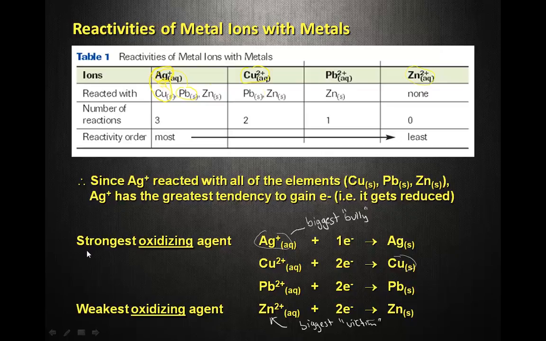What we use is strongest oxidizing agent. So the strongest oxidizing agent here is Ag+. Now, what we mean by strongest oxidizing agent, remember, the strongest oxidizing agent gets reduced. It's able to go up to another metal and say, give me your electrons. And so the weakest oxidizing agent is zinc, because in this list anyway, it doesn't have the ability to steal electrons. So we'll summarize that on the next page.